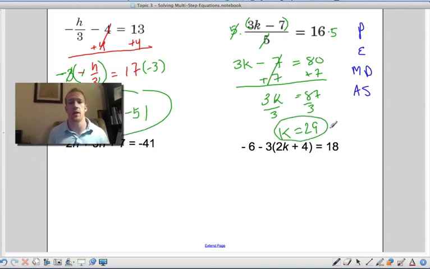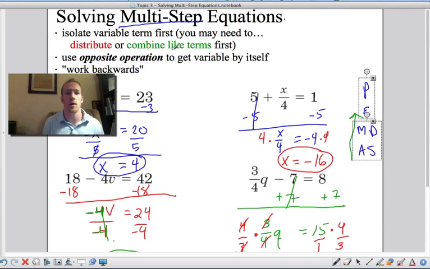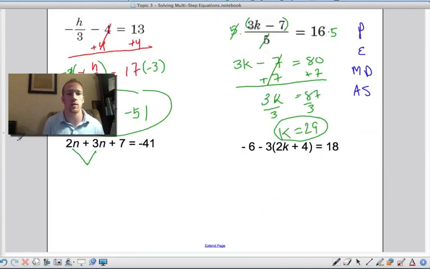Notice all these are coming out to integers, to whole numbers, right? Positive or negative whole numbers. It's not a rule. They don't have to. It just tends to be easier to show you how to do the steps when we're not constantly getting the calculator out. So here we said that you may have to also combine like terms or distribute. So those are our next two examples.